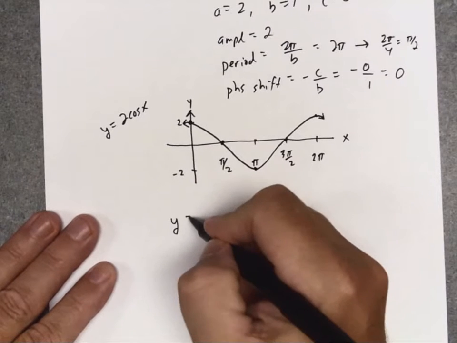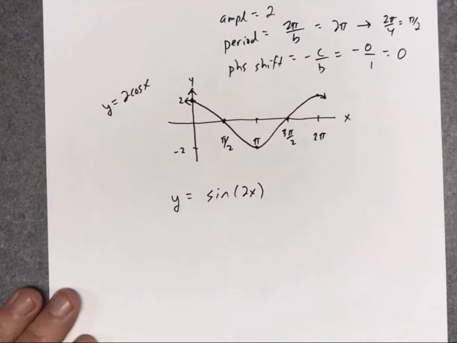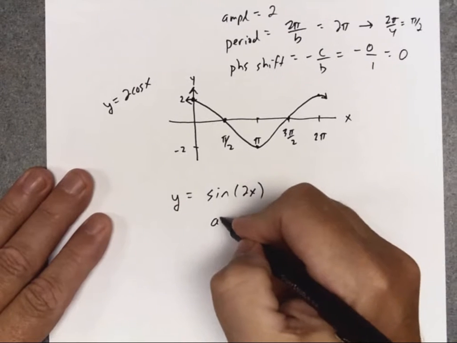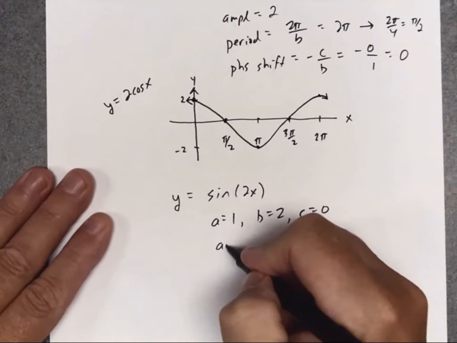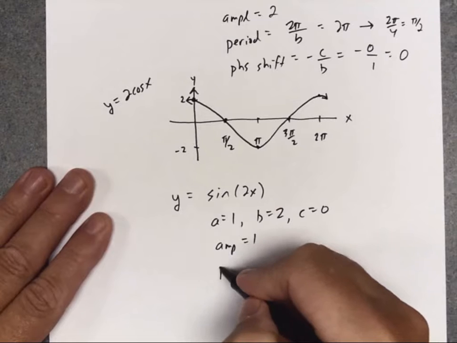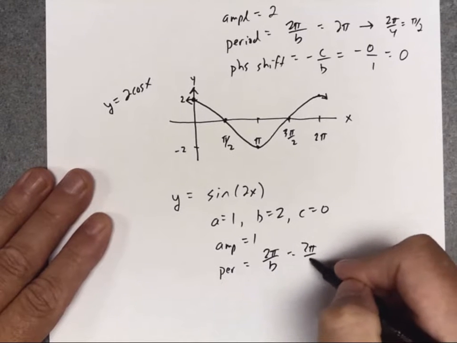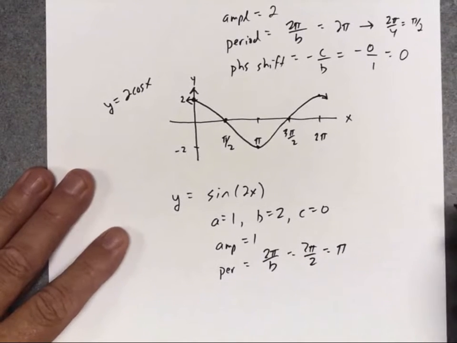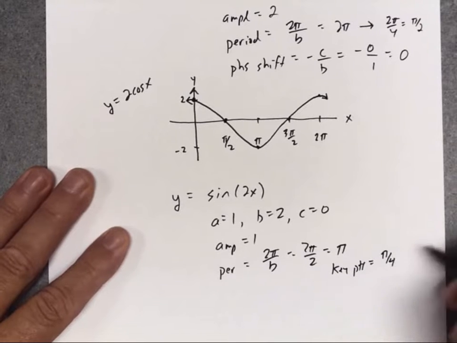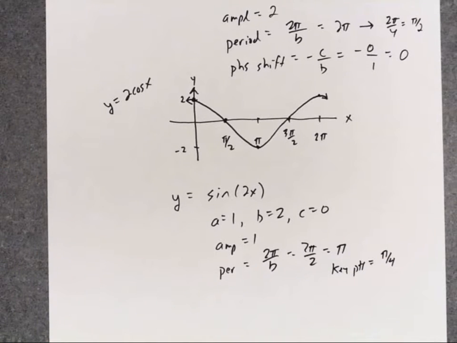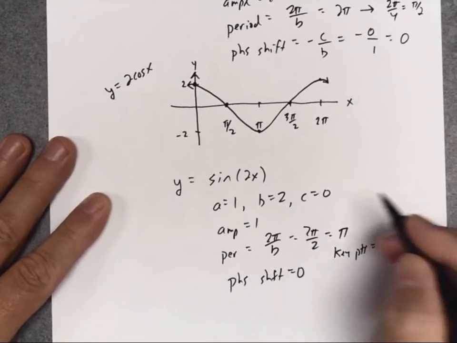All right. How about the graph of y equals sine 2x? A is going to be 1. Looks like B is going to be 2, and C is 0. So I know the amplitude is going to be 1. The period is 2 pi over B, which is 2 pi over 2. Actually, the period is now going to be pi. And what I call my key points are going to be now every pi over 4. Phase shift is once again 0 since C is 0.